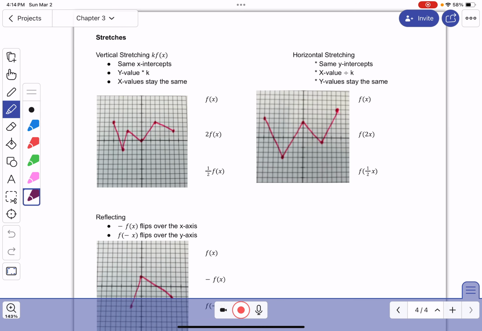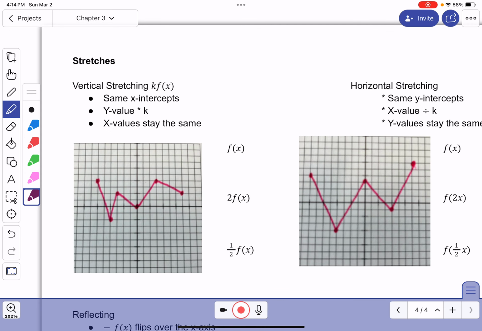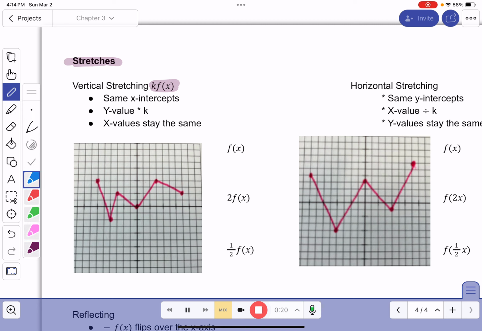All right, the last part of this transformation section is looking at stretches. We're going to talk about how we stretch it horizontally and vertically instead of just sliding it like we did at the beginning. So an equation would look like this, k times f of x. It's just when you take any number and multiply it by the equation. In a regular equation written out, it could look something like this. This is saying we're taking that whole equation and multiplying it by 3. That's how that would look.